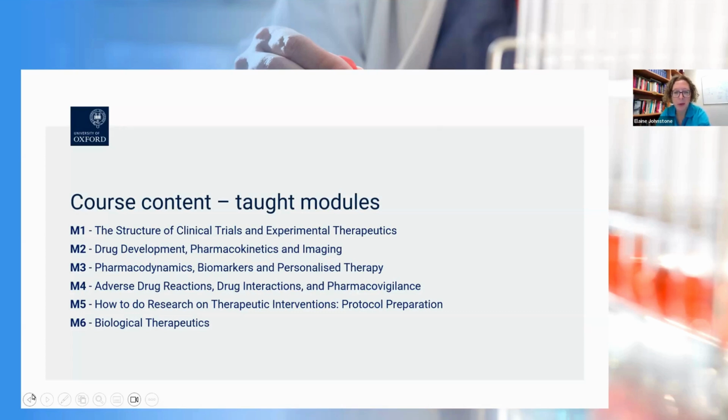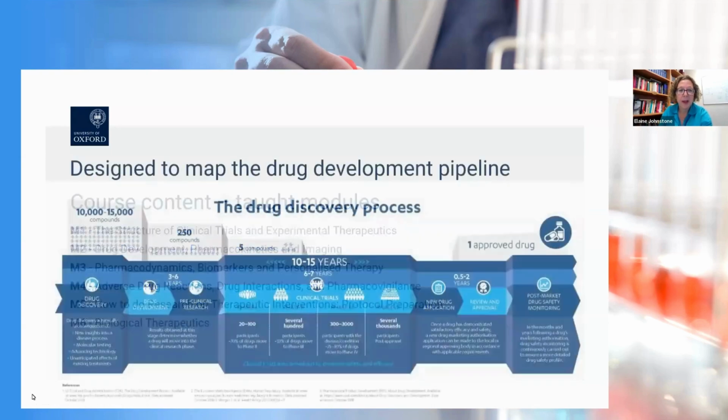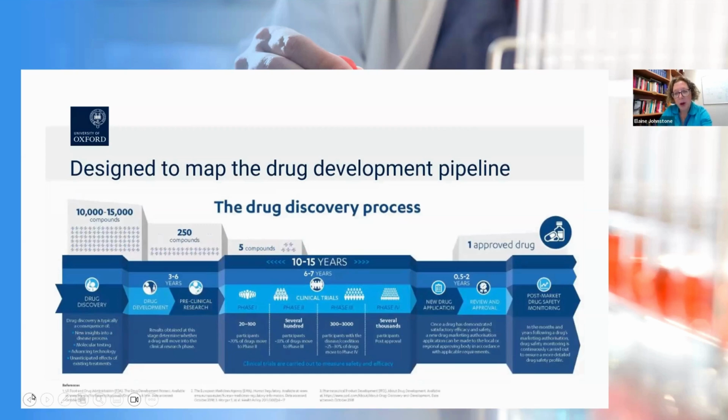Very interactive module. And Module 6 brings together research across Oxford on biological therapies, again, from any disease area specialty. And here's the process which we try to encompass during the course teaching. As you can see, the drug discovery process is long. It spans 10 to 15 years.